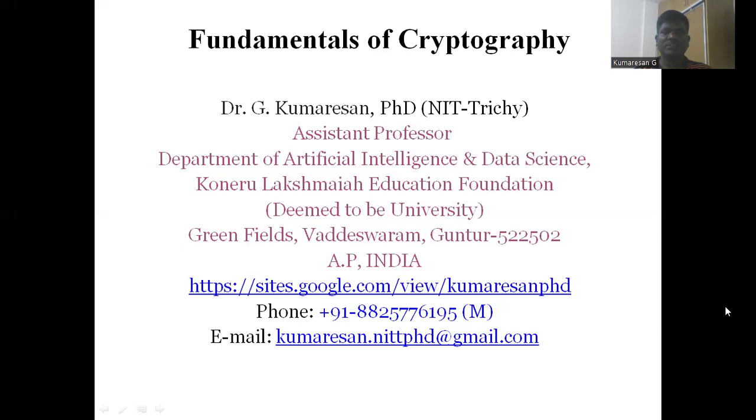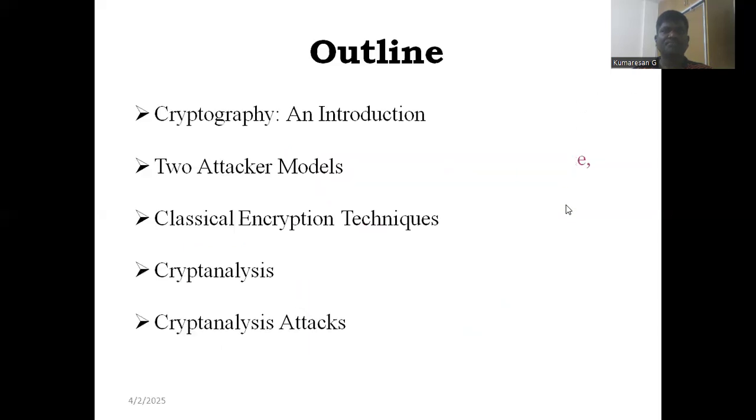So now let's see the outline of today's class. First, we will see what cryptography is and what basic things are required for making cryptography. After that, we will see the two attacker models, for example, the passive attacker model and the active attacker model.